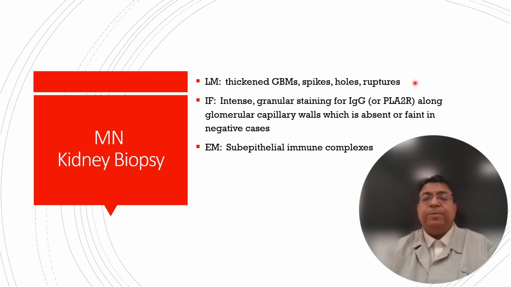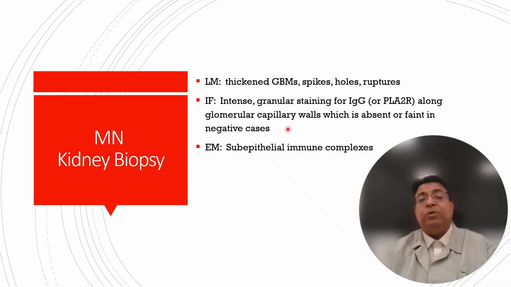On light microscopy, you will see thickened glomerular basement membranes because of the immune complexes. And basically everything you see is because of those immune complexes. Those spikes are the immune complexes themselves. Holes are basically areas that are covered by immune complexes, which are preventing the stain from staining the glomerular basement membrane. So what you see is a hole in that region. And you can see glomerular basement membrane ruptures.